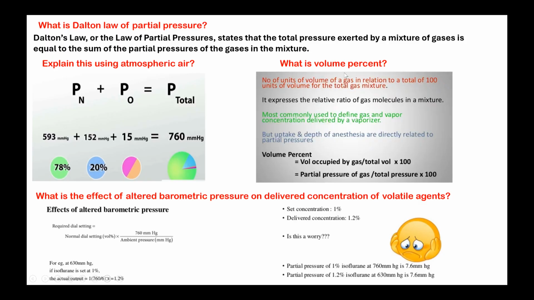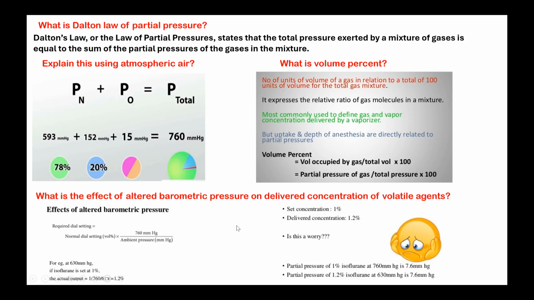Whereas volume percent is the number of units of volume of gas in relation to the total of 100 units of volume. So it expresses the relative ratio of gas molecules in the mixture. Volume percent is calculated by the volume occupied by the gas divided by total volume, multiplied by 100. And partial pressure of a gas divided by total pressure, times 100, also gives you the concentration.